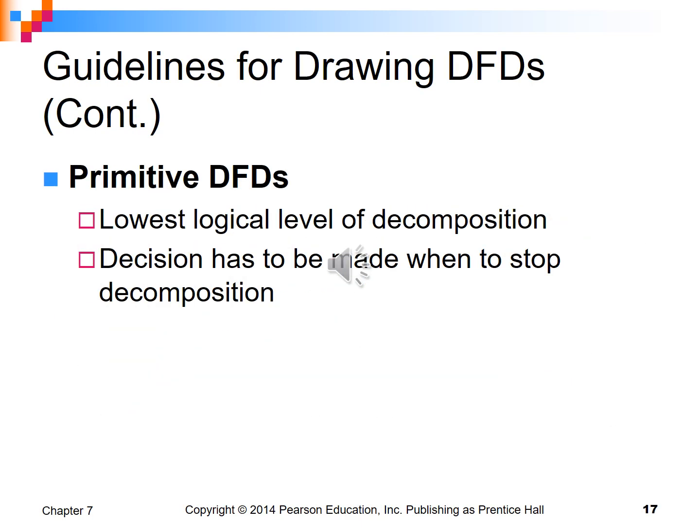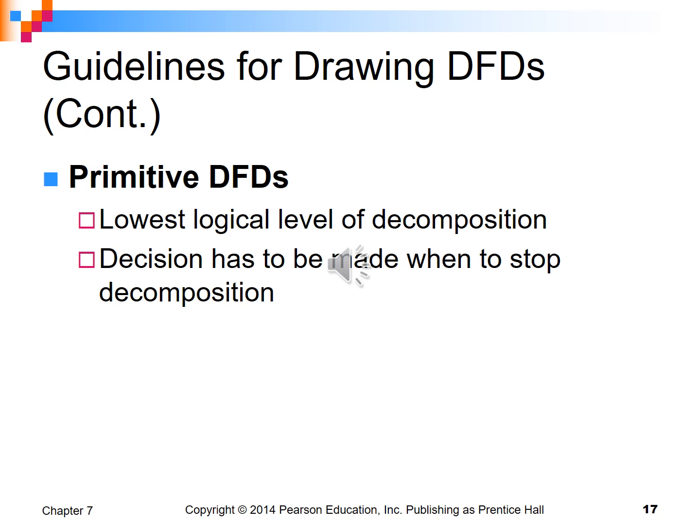The last guideline or feature is the primitive DFD, which is the lowest level, the n-level DFD, the lowest logical level of the decomposition. A decision has to be made about when to stop decomposition. That's the problem here: where are we going to stop decomposing the DFD? Sometimes, in level 0, one or two entities are probably the lowest level for them. They are not explodable. They are just a small program or function we write.